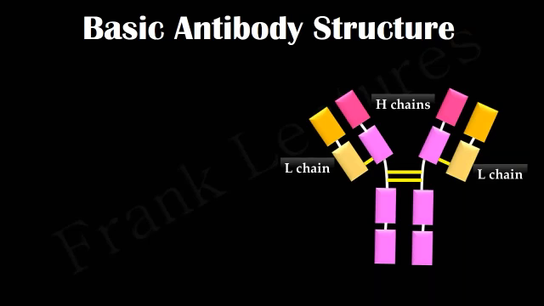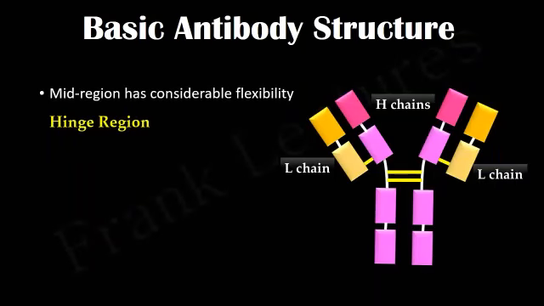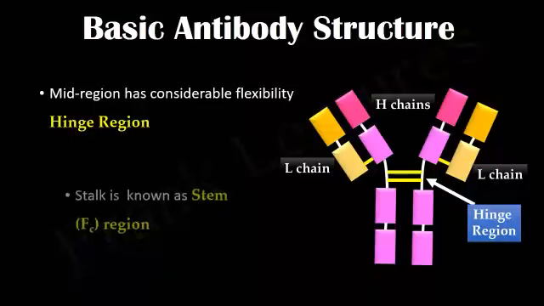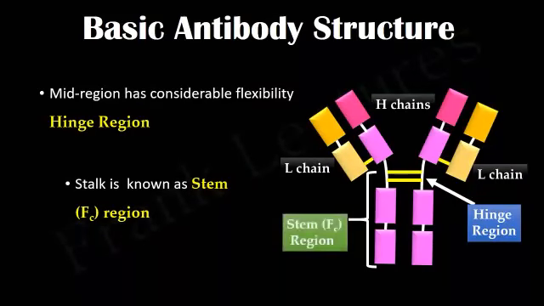The mid-region of antibody has considerable flexibility. This region is known as the hinge region. The main advantage which this region provides to an antibody molecule is the ability to adjust to different spatial arrangements of antigens or epitopes. In other words, the hinge region makes possible the rotation and bending of the antibody molecule. The stalk of this Y-shaped antibody molecule is the stem region, also known as Fc region.